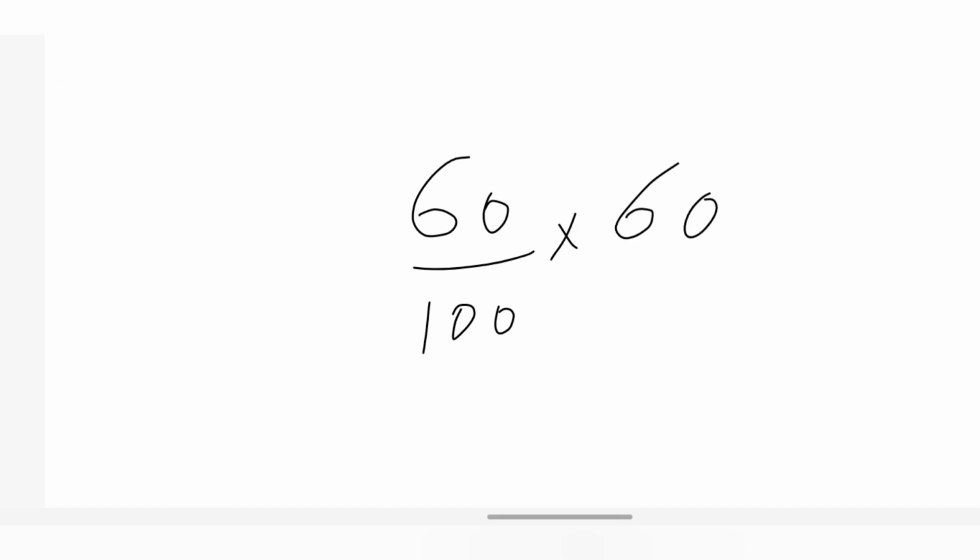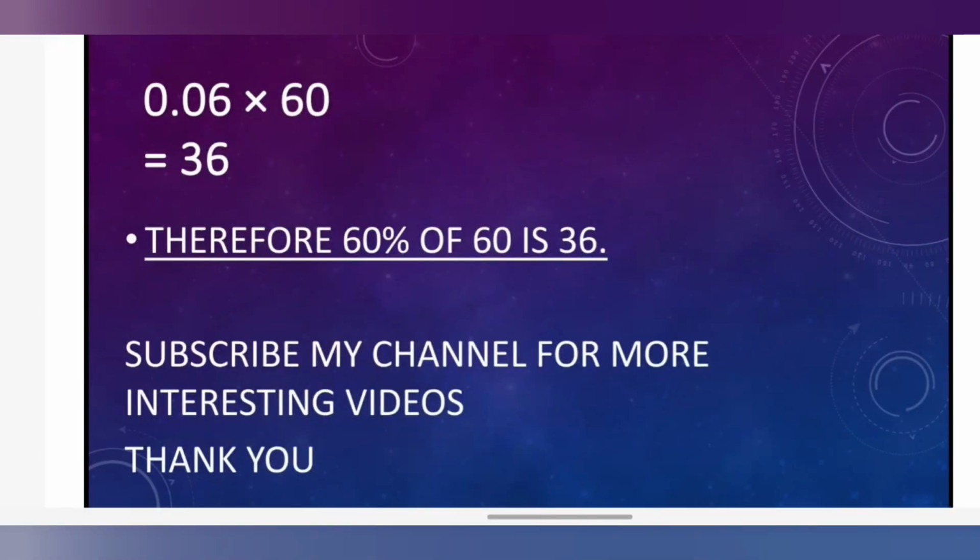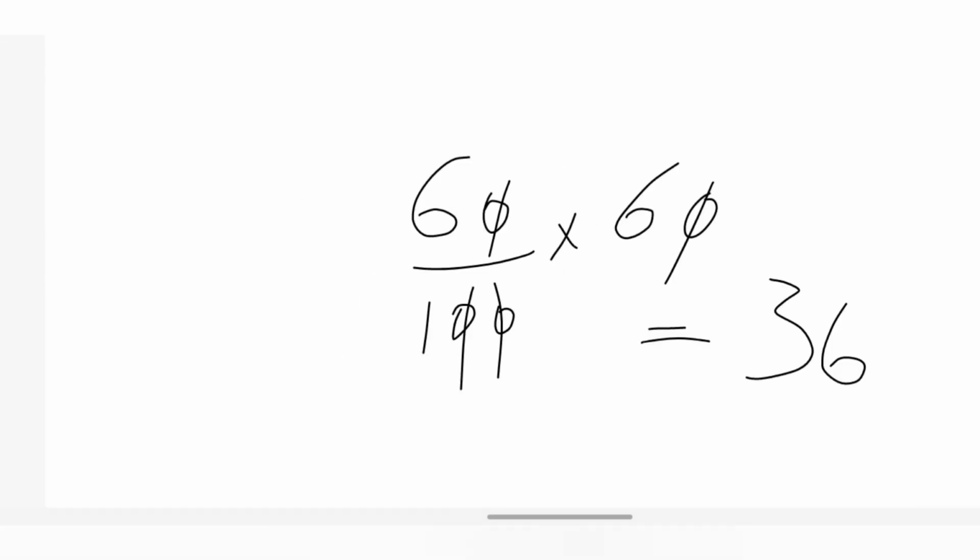This can be solved in two methods, that is cancelling out this, so it gives you 6 cross 6 is 36, or this can be solved by this method, 0.06 into 60, that is equal to 36. Therefore 60% of 60 is 36, right? So this can be solved by these two methods.